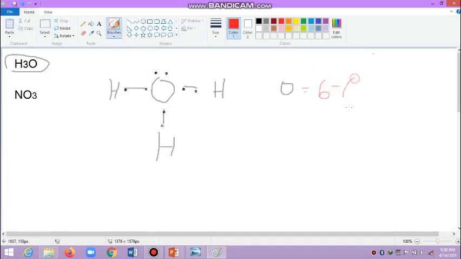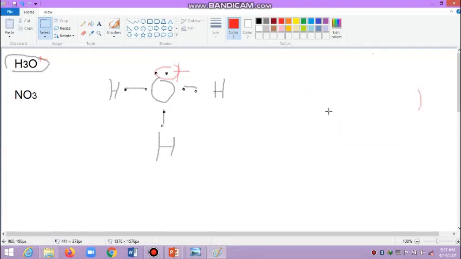Now, 6 minus how many bonds? 1, 2, 3, plus how many non-bonding electrons? 2. Okay, so that's 6 minus 5 is equal to 1. So, meaning, meron tayong positive sign dapat dyan. So, dito sa ating H3O, dapat magkakaroon ng H3O positive. So, dapat ganon.